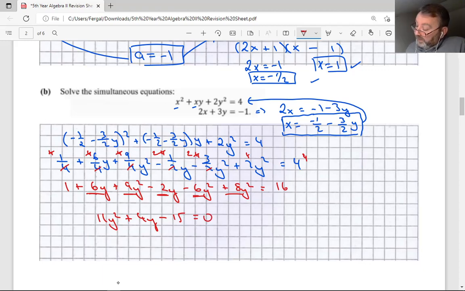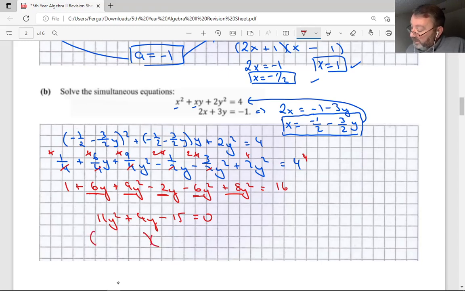Okay, so let me try that again. 9y squared minus 6y squared is 3y squared. 3y squared and 8y squared is 11y squared. And then you have 6 minus 2 is 4y. And then the numbers are 1 and 16 over here. So get that 16 back over as minus 16. 1 minus 16 is minus 15.